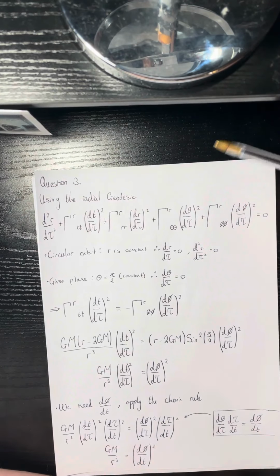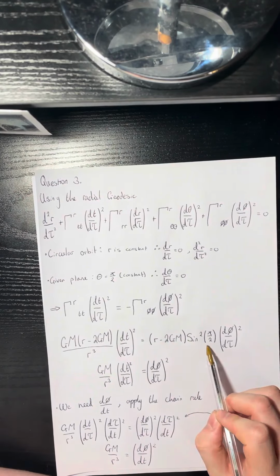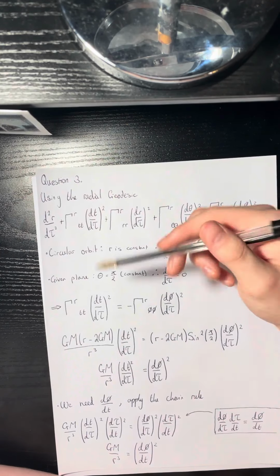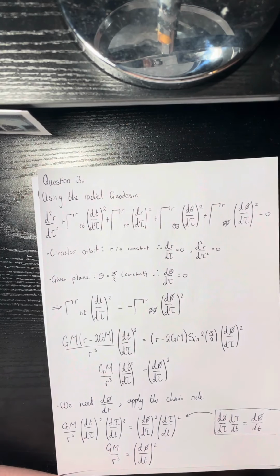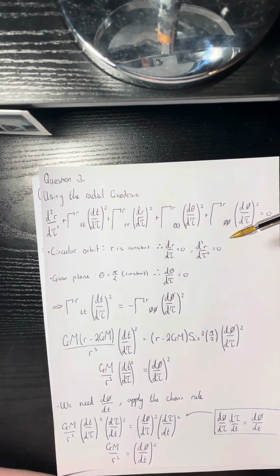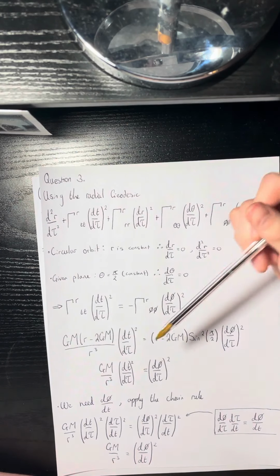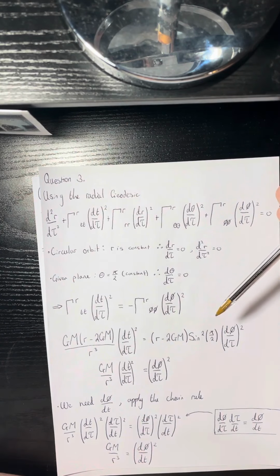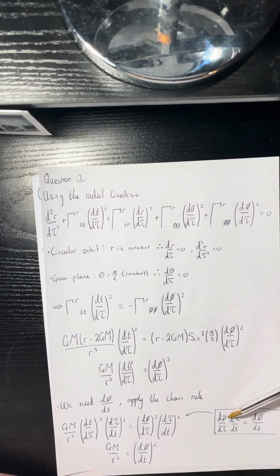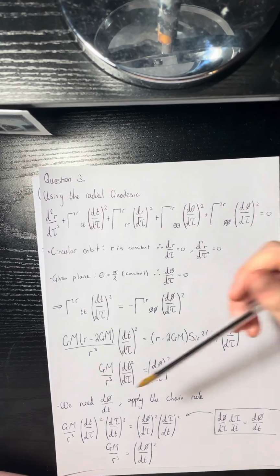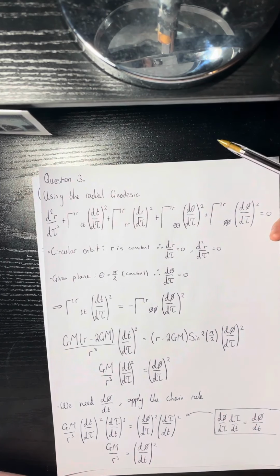Substituting those in, we then get sine squared pi over 2 to be 1. R minus 2GM is on both sides of our equation and therefore can cancel, leaving us with GM over r cubed, dt by d tau squared, and d phi by d tau squared. We need d phi by dt, however, so we can apply the chain rule here. We've used d phi by dt times d tau times d tau by dt, and that gives d phi by dt. That gives us our final thing of GM over r cubed is equal to d phi by dt, all squared there.